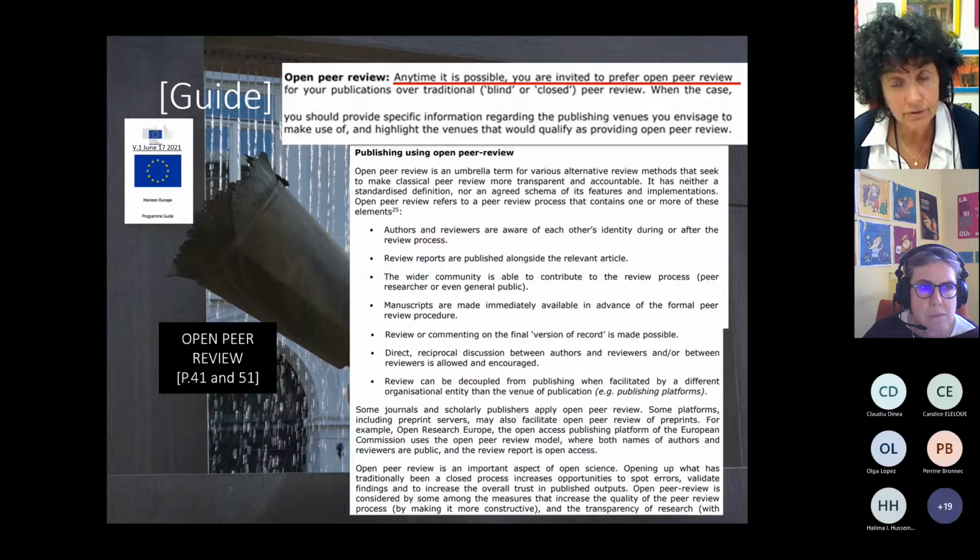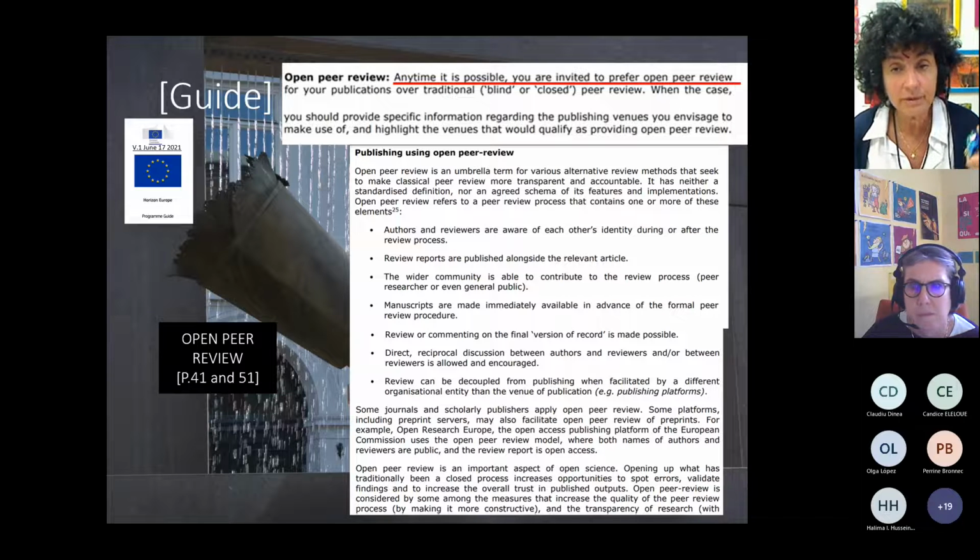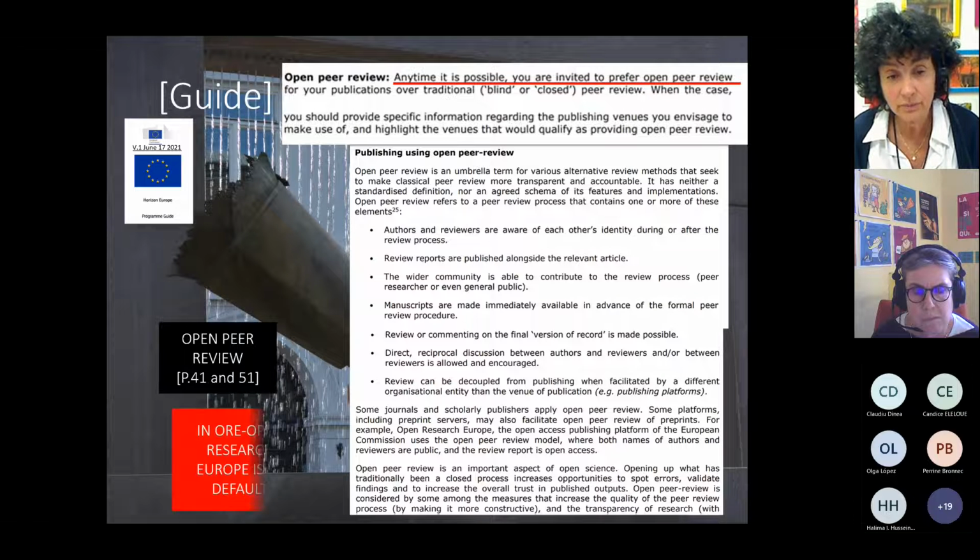You have open peer review as one of the recommended practices, and we already mentioned it. If you plan to publish in ORE, Open Research Europe, open peer review is given by default, okay? But as you can see in the program guide, anytime it is possible, you are invited to prefer open peer review. And we discussed during the second module why open peer review is so important and why reviews should always be open.